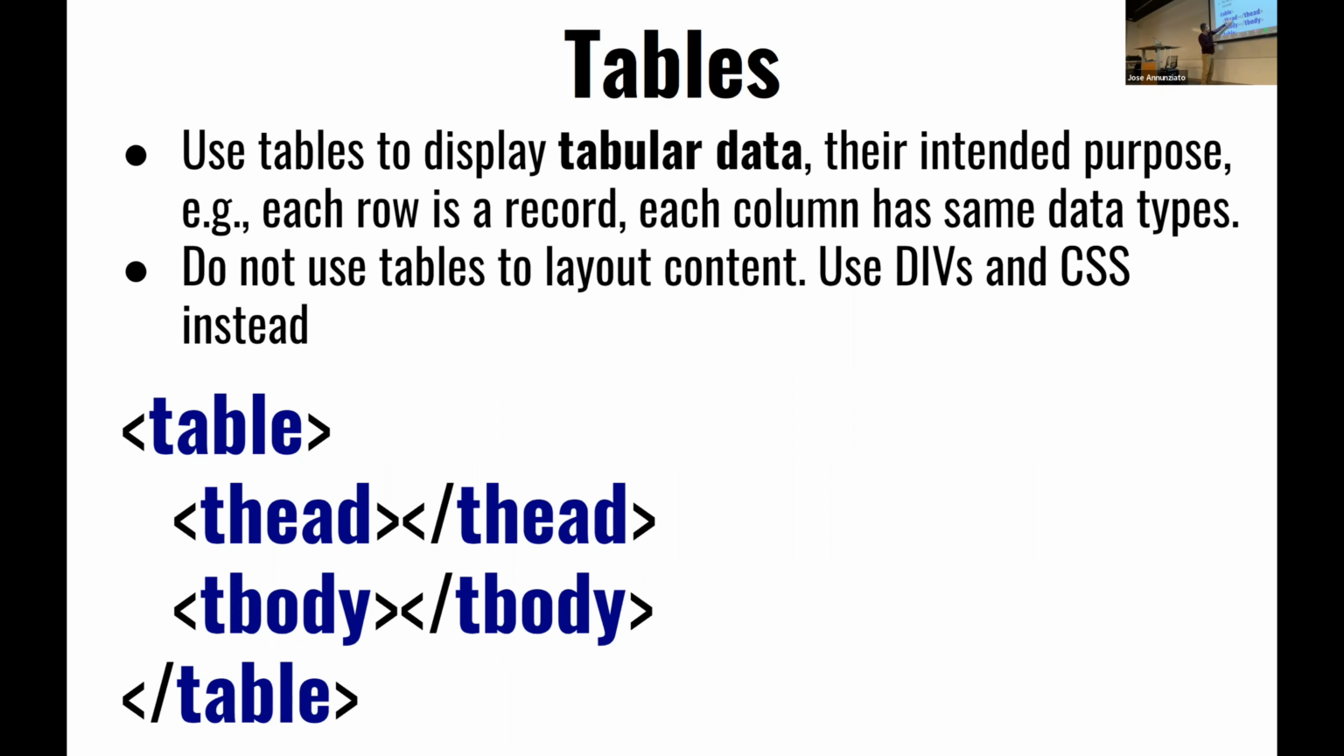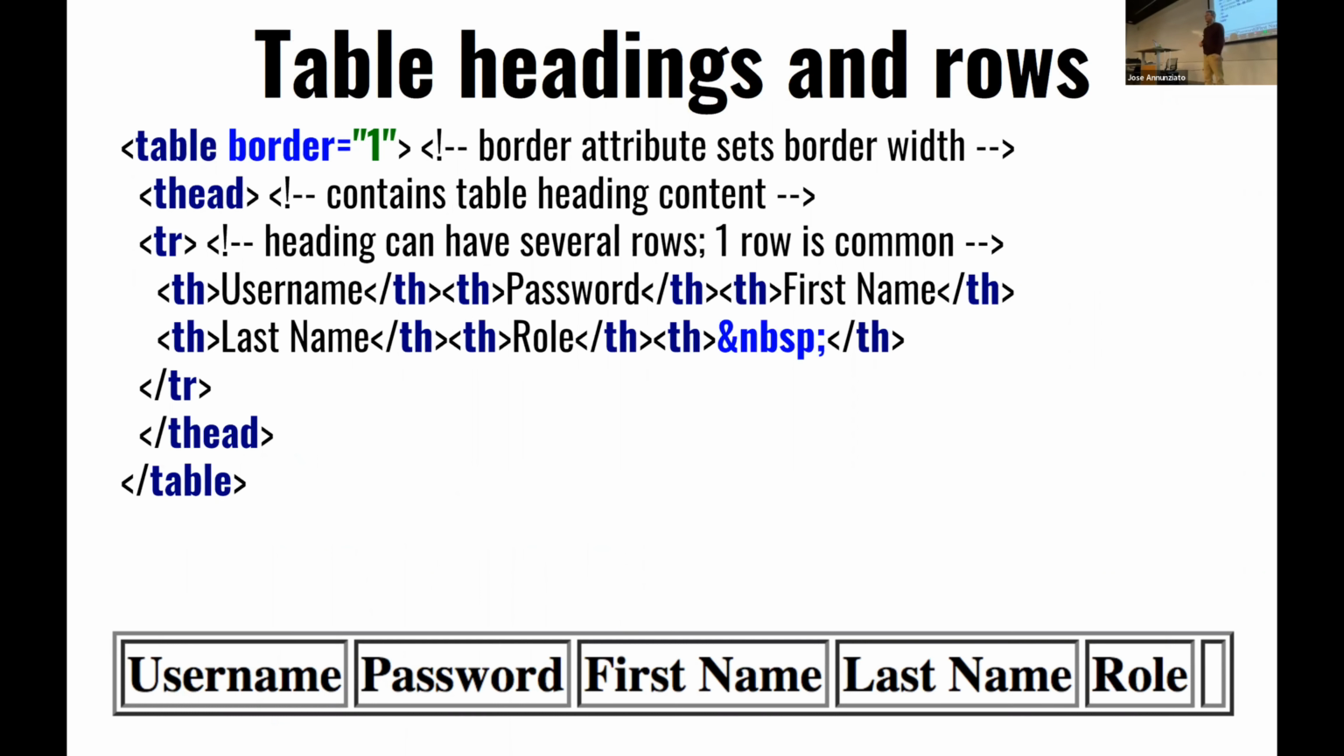Each one can contain rows. T head can contain rows, T body can contain rows, T foot can contain rows, and then each row can contain any number of columns. So let's look at a couple of examples. Here in T head, there is one table row, TR, and the table row has a whole bunch of columns, TH. TR for table row, and TH for table heading. Here you have a whole bunch of table headings: username, password, first name, last name, role, and there it is, our row with the headings. Notice that they're bold, and probably centered, I believe.